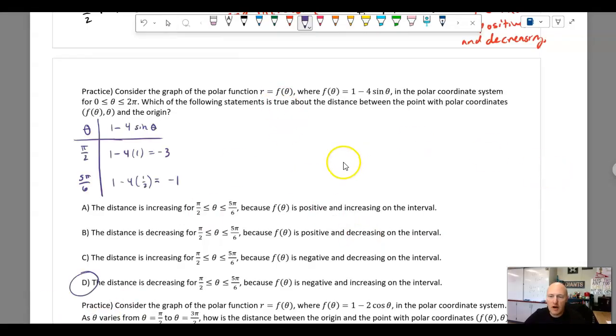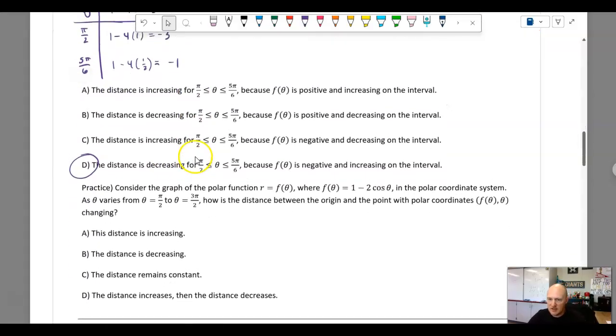Okay, hopefully you got D for this answer. The distance is decreasing. If you choose the angles just on the domain, pi halves and then 5 pi over 6, and you plug these in, you can see that you start at a radius of -3, and then you end at a radius of -1. So our radius, f of theta, is negative, and it's increasing. It's getting more and more positive, closer to 0. Okay, so distance is decreasing to the pole.